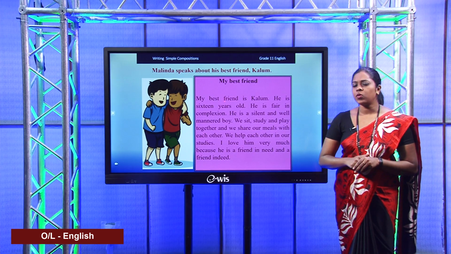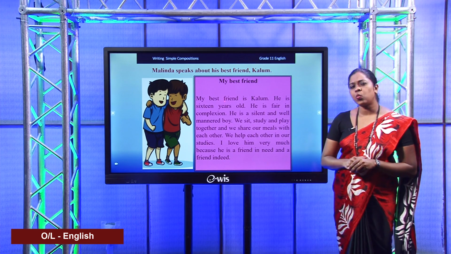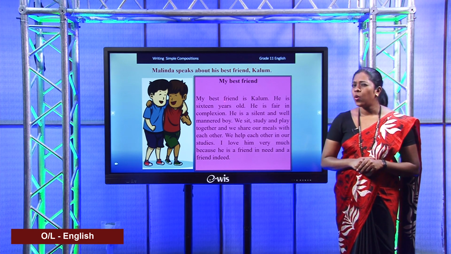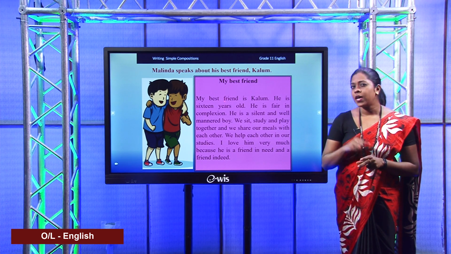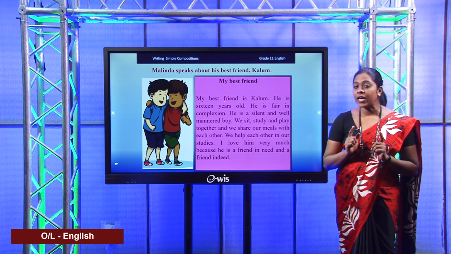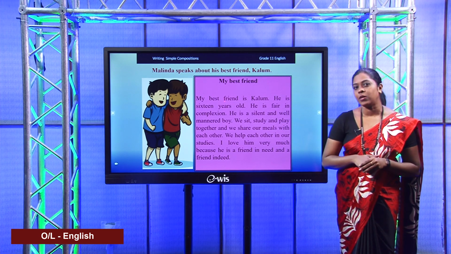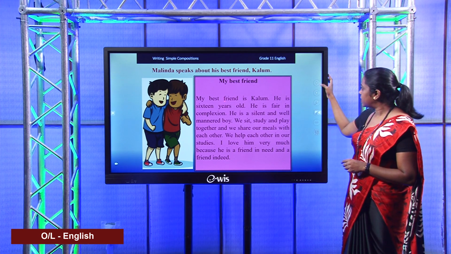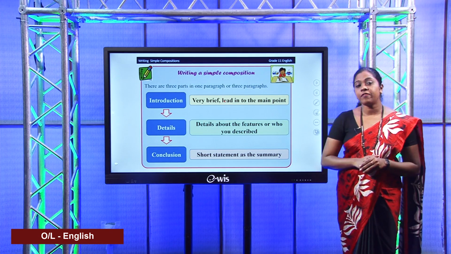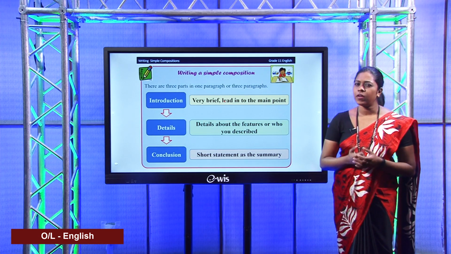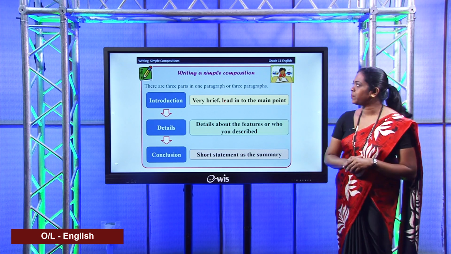Right. I just want to remind you that this is one of the questions you come across in your O-level examination paper, where you are expected to write a short description on a given topic using 50 words. Therefore, you have to be very careful what you include in the description. Right. Let me tell you about the features or the main characteristics of a composition.